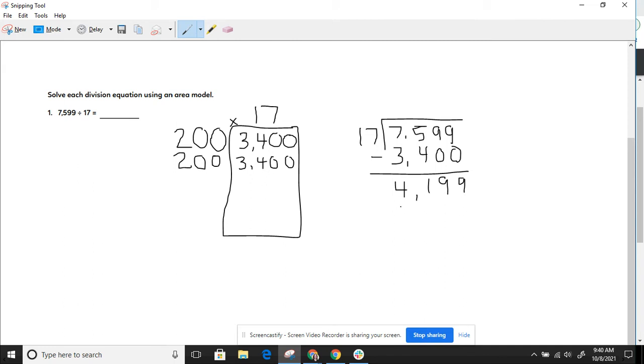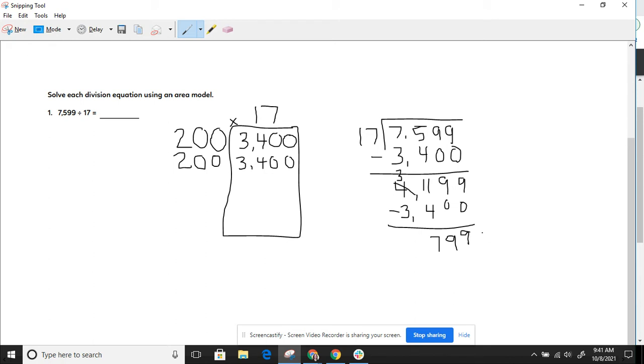So I'm going to, again, subtract 3,400. 9 minus 0 is 9. 9 minus 0 is 9. I can't do 1 minus 4, so I'm going to borrow from this 4. The 4 changes to a 3. I bring 10 over. 10 plus 1 is 11. So now I've got 11. 11 minus 4 is 7. Sorry about that, I had to think for a second. And then 3 minus 3 is 0. So now I'm left with 799.